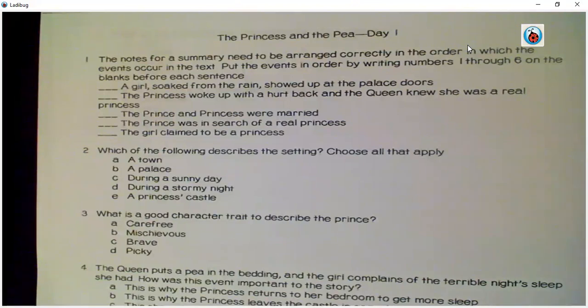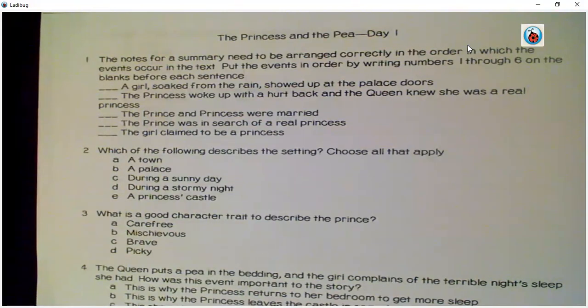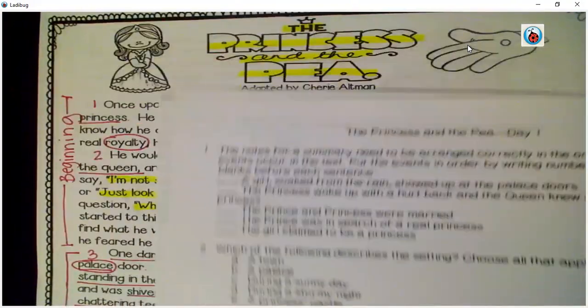When I have a question like this, what I know to do is to read one sentence at a time and go back and find where that sentence happens in the text. So we're going to do that now so that way we can put these events in order. The first sentence says, a girl soaked from the rain showed up at the palace doors. Let's go back to the text and see where that happens.